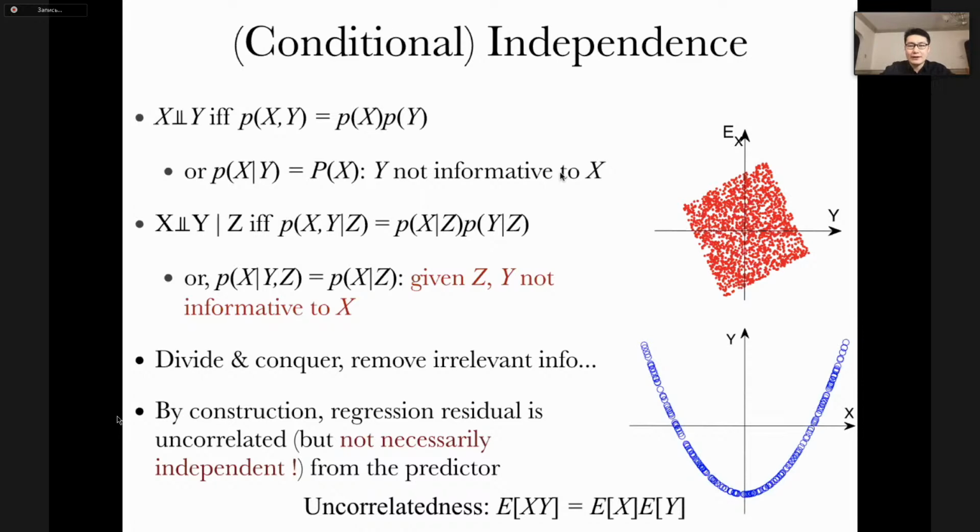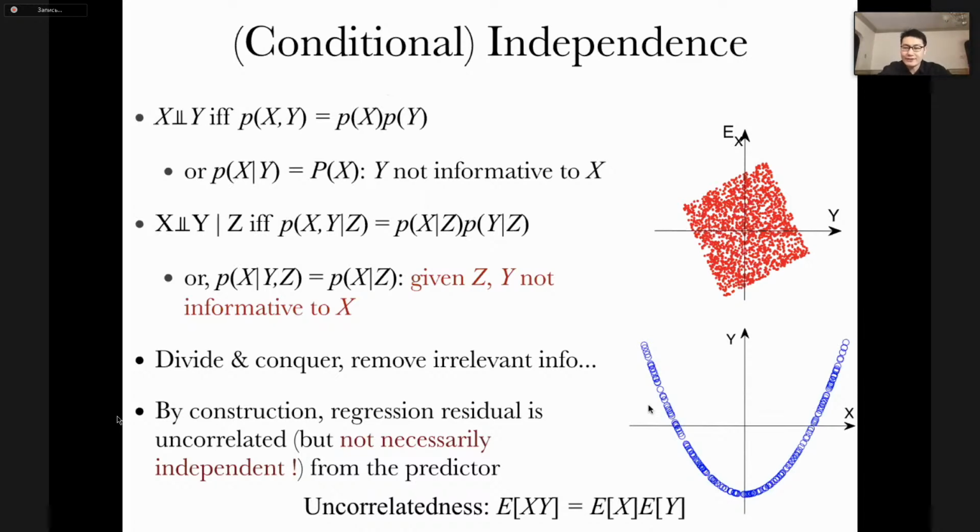I would like to see your response. If you think they are independent, please just click on yes. And if you think they are not independent, please say no. Okay. George said they are dependent. No. Okay, wonderful. Then I will stop.